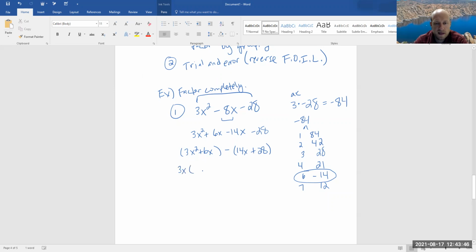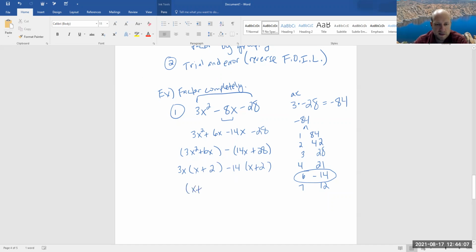So we take out a 3x, that's our GCF here. So I have x plus 2 left over. And then take out a 14 right here out of 14 and 28. And again, I'm left with the x plus 2, noting that I have to have the original negative sign here when I distribute negative 14 to 2.